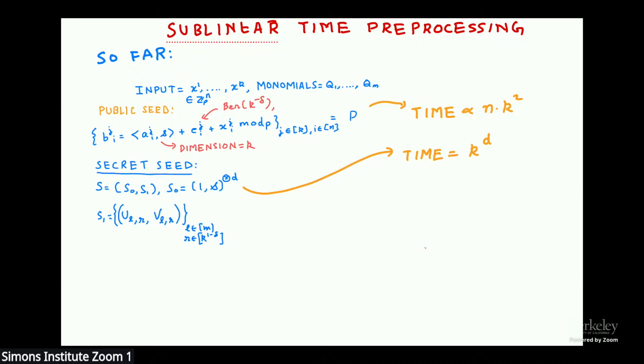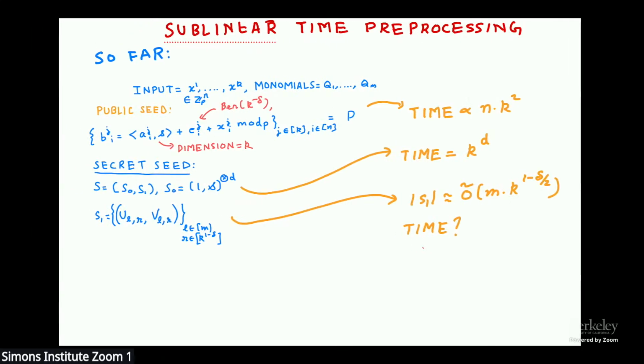Good. So just to benchmark or check things out, the first step was very good, n times k squared. The second step was already good. It's k to the d. Now let's focus on the third part. The size is already good. It's m times k^(1 - delta/2). We just want to see how you can compute it more efficiently by a small circuit.